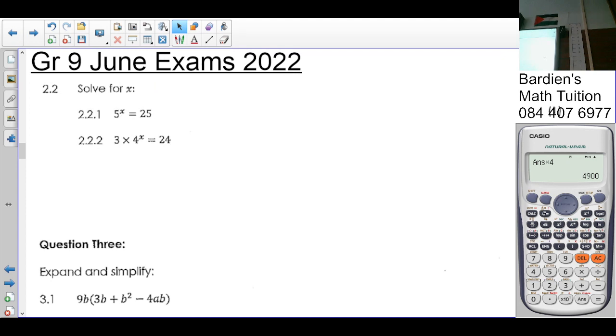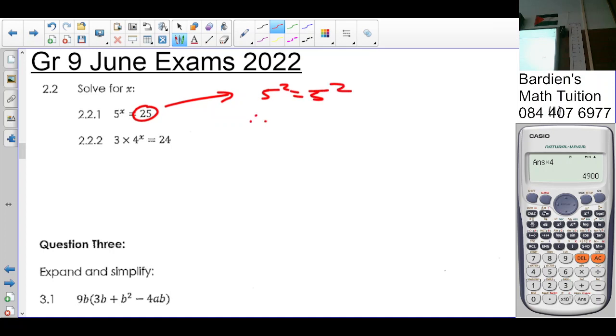2.2.1. The question says solve for x. 25 of course can be written as 5 squared. When bases are the same, exponents are equal. 5 to the x is equal to 5 squared. Therefore x is equal to 2.